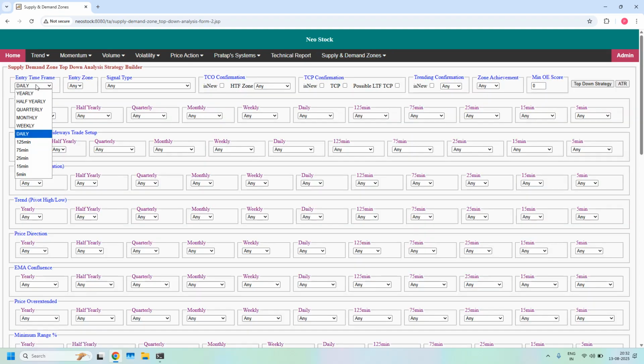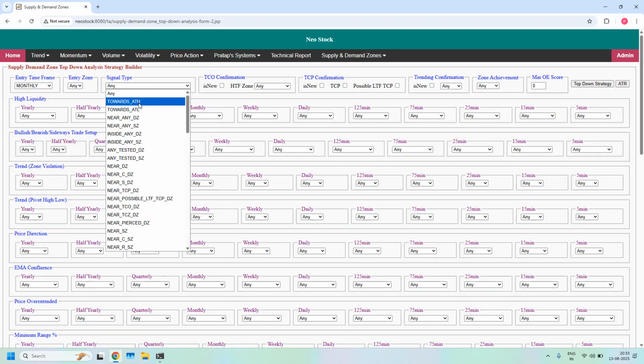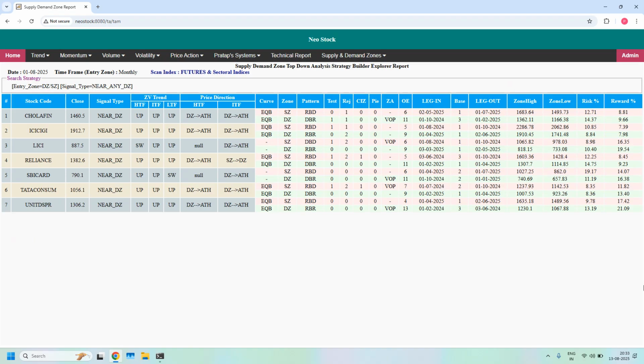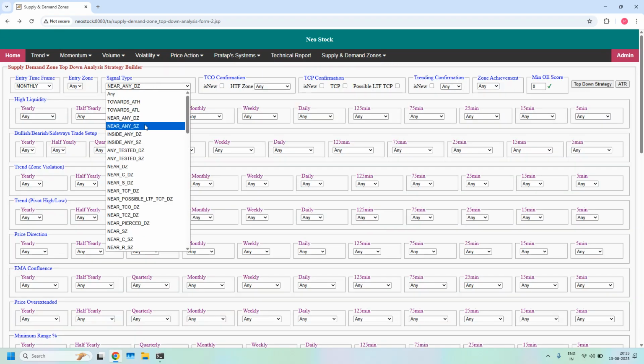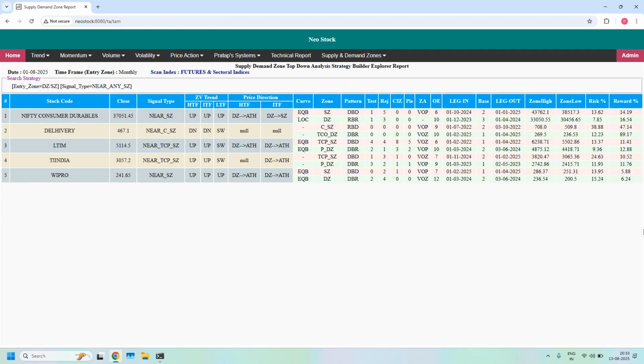Next time frame is monthly. Stocks near to the monthly demand zone, we got 7 stocks. Next, stocks near to the monthly supply zone, we got 5 stocks.